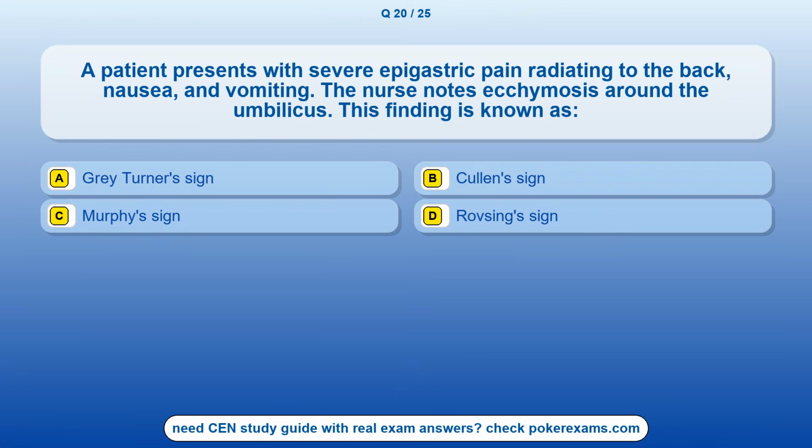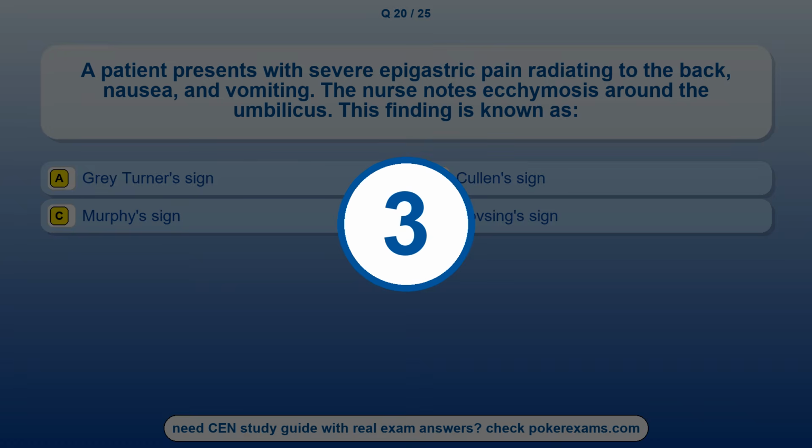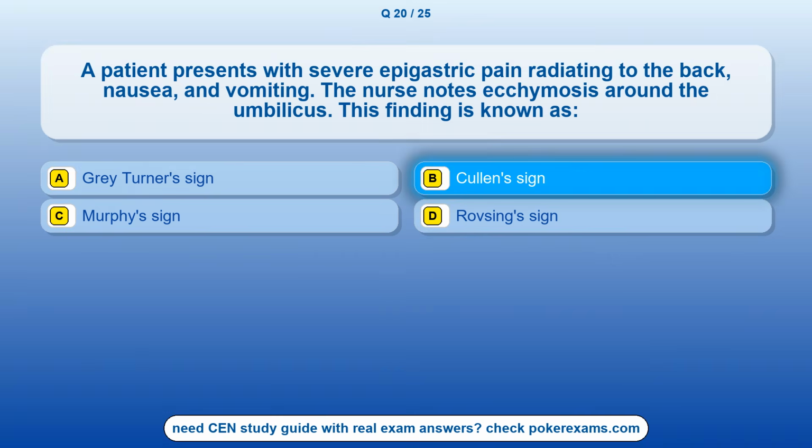Question 20. A patient presents with severe epigastric pain radiating to the back, nausea, and vomiting. The nurse notes ecchymosis around the umbilicus. This finding is known as: Option A, Grey Turner's sign. Option B, Cullen's sign. Option C, Murphy's sign. Option D, Rovsing's sign. The correct answer is option B, Cullen's sign.